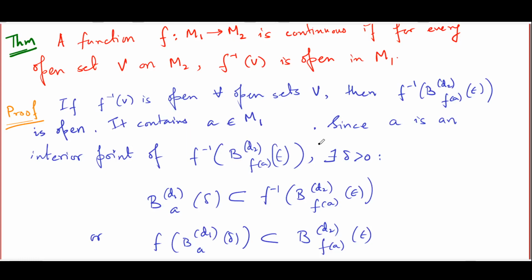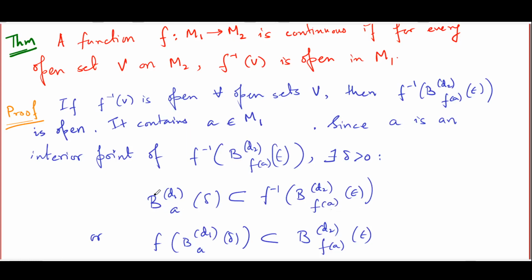Now, one point which this set definitely contains is the point A, because A will definitely map into the center Fa of this particular ball. Now, because this set is open by our statement of the theorem, then A, a point in the set, has to be an interior point. And therefore, there must exist a positive delta such that a ball of radius delta centered at A must be entirely within this set, F inverse B Fa epsilon.